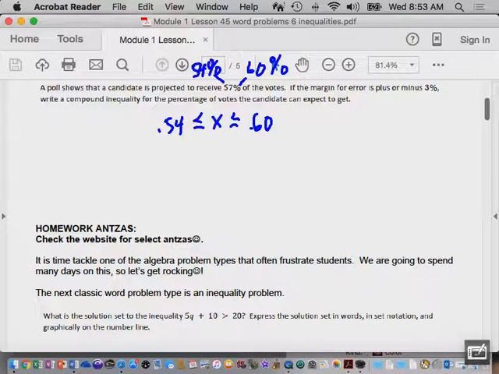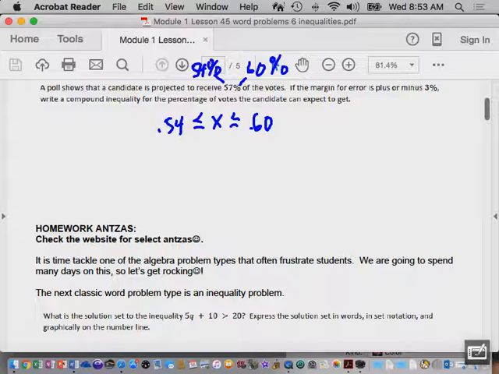Where did he get 0.54? Because it's plus or minus 3%. So 57% minus 3% is 54%. That's the decimal. Kaylee? Does it matter if you write the opposite way, like put 60 first? You want to go low, high, just like a number line. Okay? Any other questions?